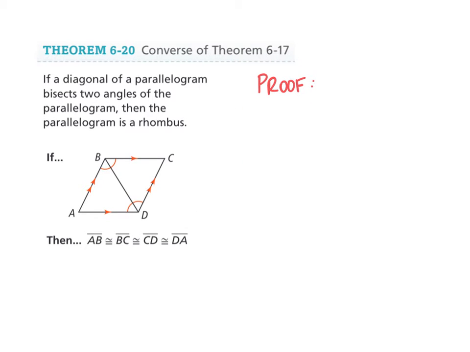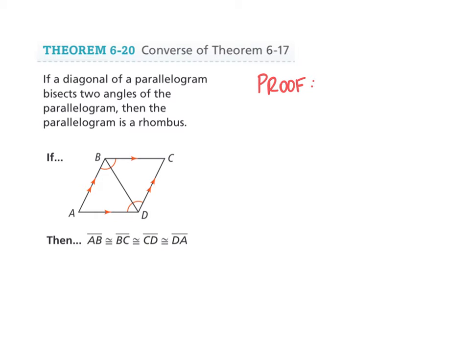This next theorem is another way that we could prove that a shape would have to be a rhombus. So what we have here is a theorem that says that if one diagonal bisects 2 angles of our parallelogram, then that parallelogram must be a rhombus. So you can see we have segment BD bisecting angle ABC and angle CDA. And this is a parallelogram because we can see that the opposite sides are parallel. So the question is, when this diagonal bisects these 2 angles, why does that mean that all 4 sides of this shape must be congruent?